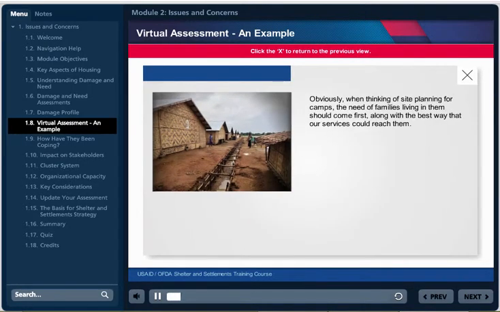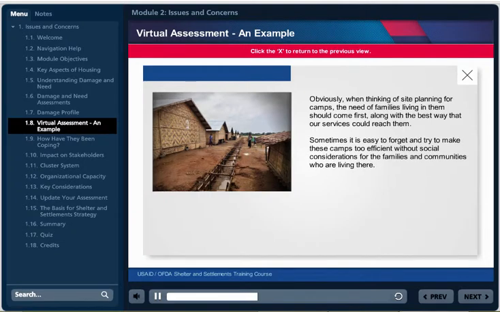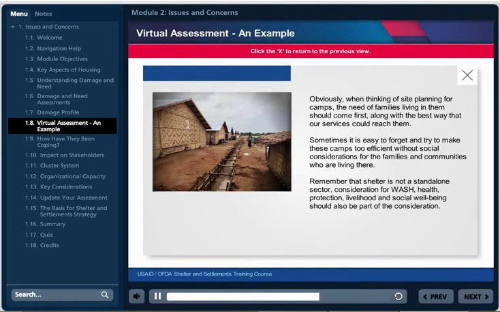Obviously, when thinking of site planning for camps, the needs of families living in them should come first, along with the best way that our services could reach them. Sometimes it is easy to forget and try to make these camps too efficient without social considerations for the families and communities who are living there. Remember that shelter is not a standalone sector. Consideration for wash, health, protection, livelihood, and social well-being should also be part of the consideration.